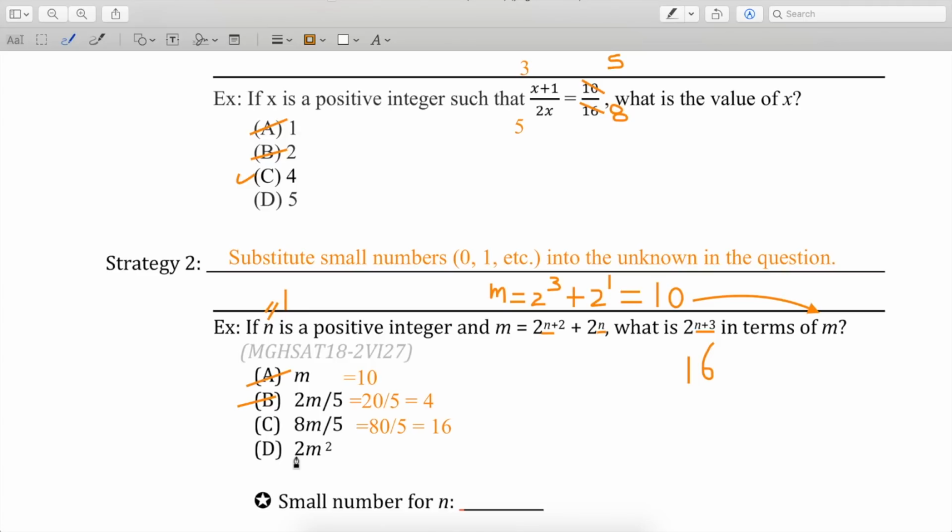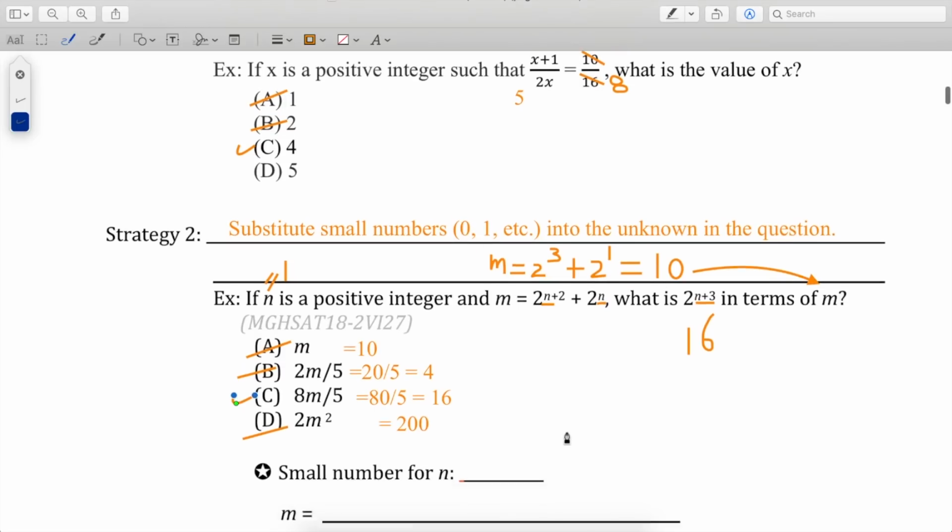So let's check choice D to make sure. Choice D has 2 times m to the second power, and m is 10, so m squared equals 100, and 2 times 100 equals 200. So this choice D, 200, is also not the right answer. So you know that the answer is C.